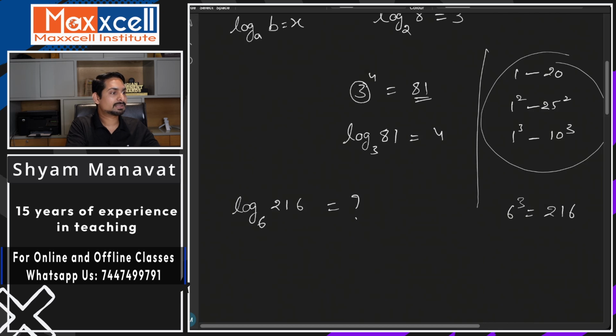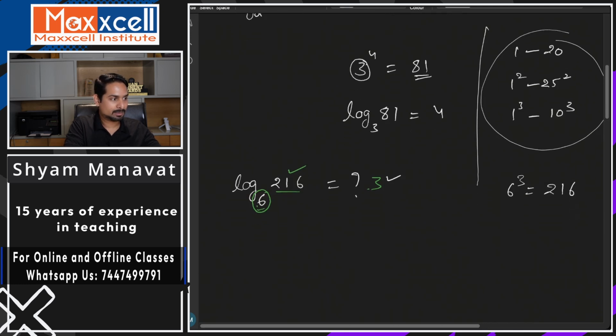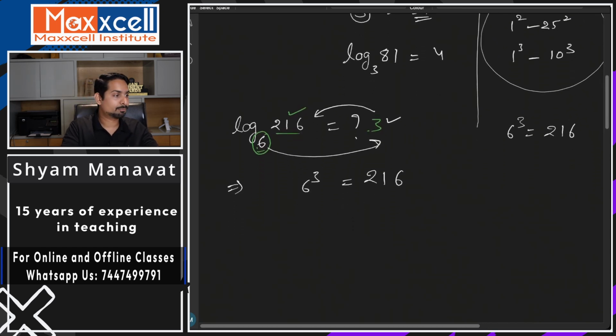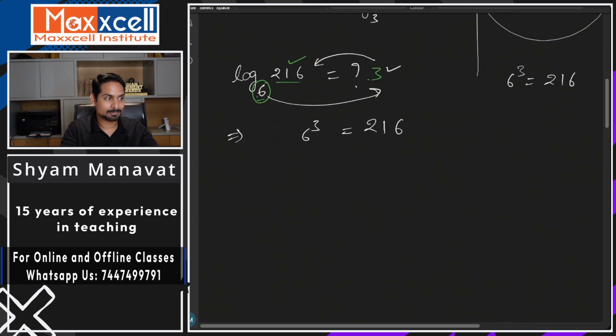So here the question is log 216 base 6. You need to tell me what power of 6 will get you 216. It's 3, right? 6 cube is 216, correct? So the value should be 3 here. Or we can also write this in terms of power, that is 6 to the power 3 equal to 216. Are you learning? If not, then please write in the comment box. I will be happy to give more examples and make it simpler for you.